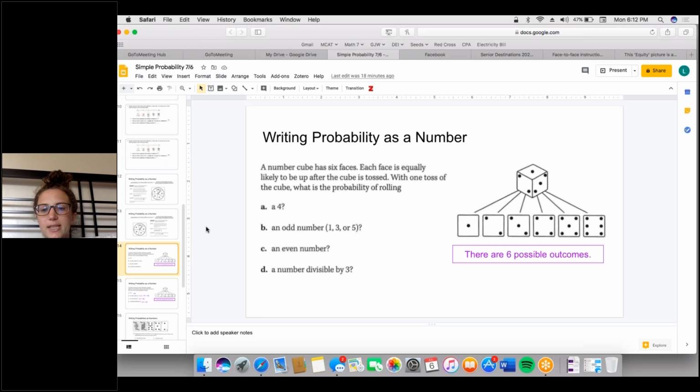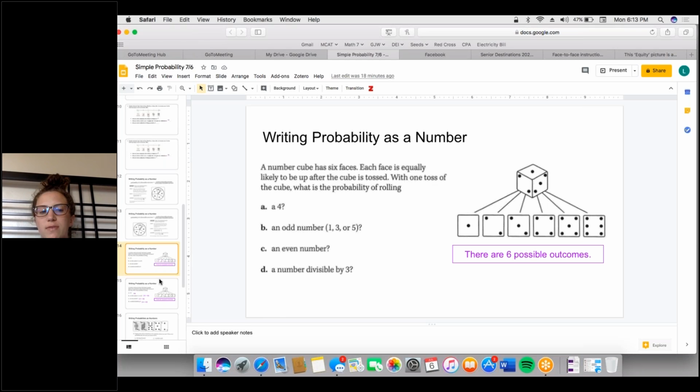Going to look at a different example. Instead of looking at a spinner, in this example we have a number cube. The problem says a number cube has 6 faces. Each face is equally likely to be up after the cube is tossed. With one toss of the cube, what is the probability of? And then we're given different events. So thinking about probability as our favorable outcomes over possible outcomes, all of these have the same number of possible outcomes, and that is 6, because there are 6 different things that could happen.